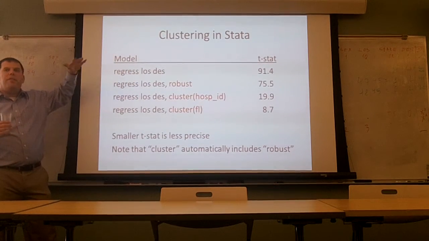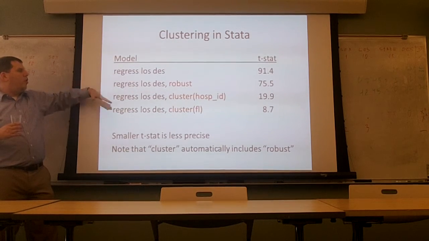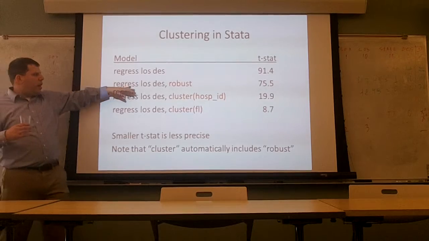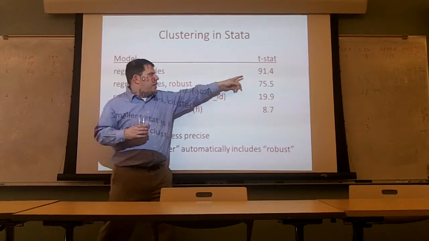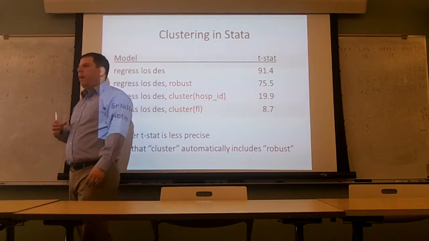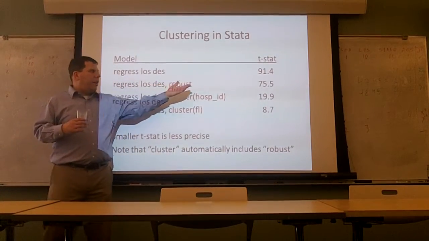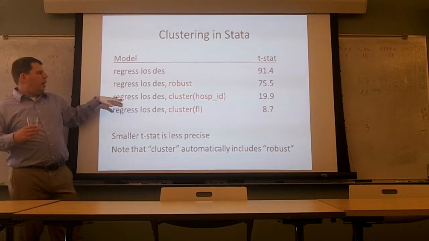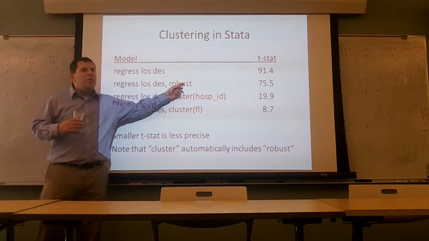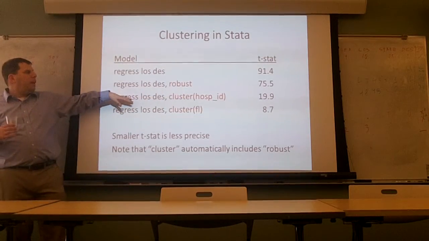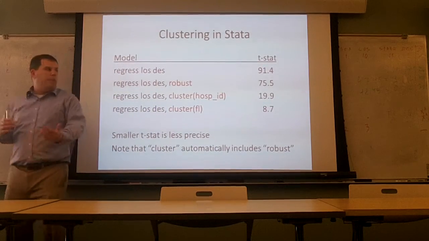But I go through a series of making them more and more conservative. First I just deal with heteroscedasticity, robust. The T statistic drops from 91 down to 75. Still very significant, but not as significant. And now I'm going to ask for clustering at the hospital level. Clustering includes the robust correction as well, and it drops substantially. The T statistic is now down to 19.9.